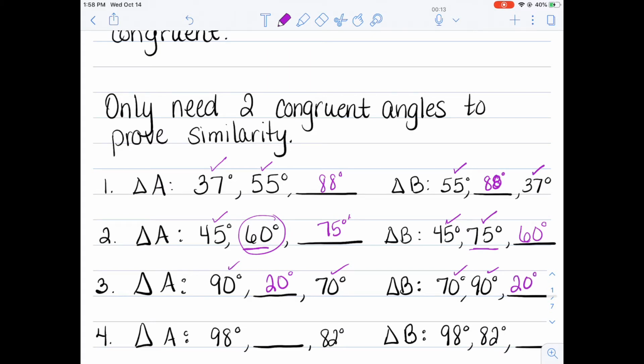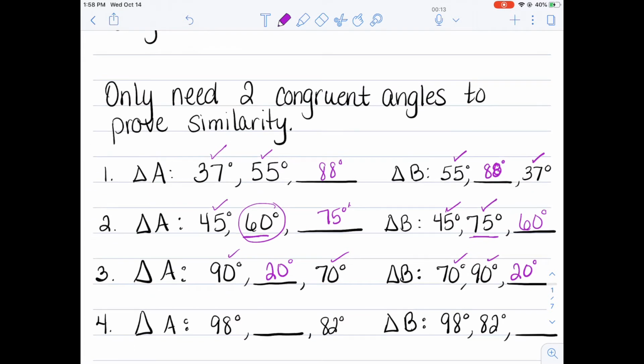So let's look at example 4. We have triangle A and triangle B. We have a 98 degrees, and an 82 and an 82. And you would think, oh yeah, they're similar. However, let's think about this a little bit further. This is trying to trick us.